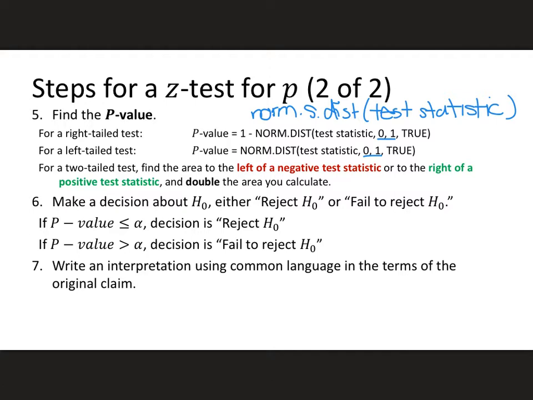Then you're going to make a decision about your null hypothesis. You'll either reject your null hypothesis or fail to reject your null hypothesis. So just remember, if the p-value is less than or equal to alpha, you reject your null. These are key things here. And if the p-value is greater than alpha, fail to reject your null. Your last step is to write your interpretation. Make sure you're using common language and you're putting it in terms of the original problem.